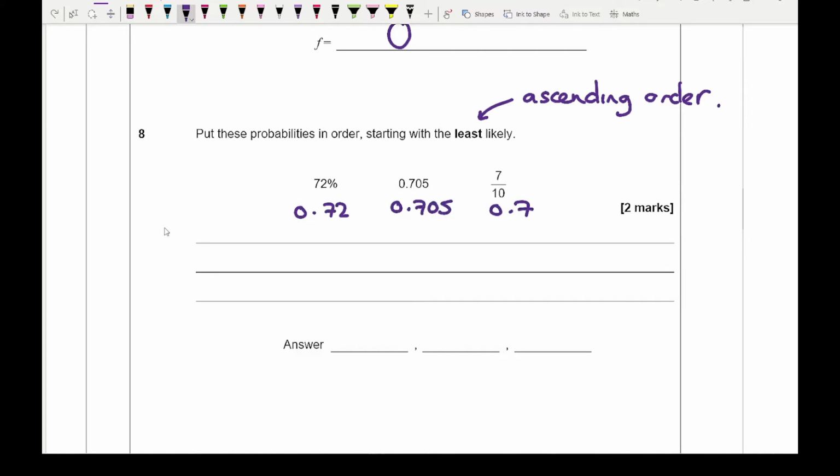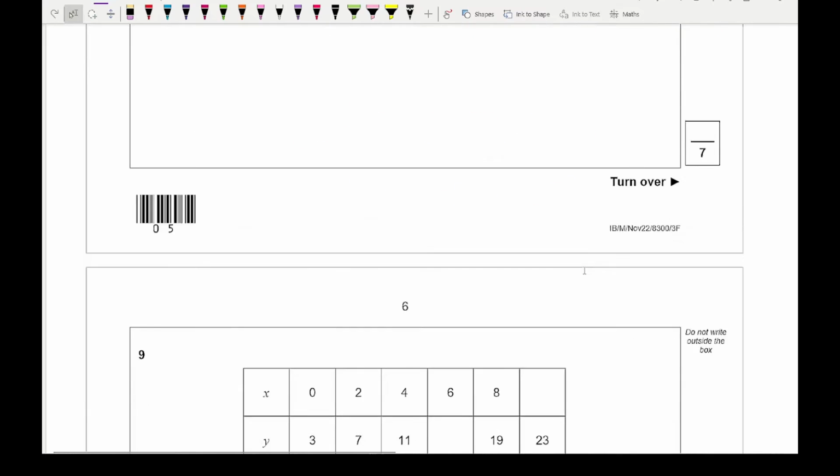Looking at the smallest, generally speaking, it's always best to write it in the format that they've written it originally. So 7/10 is the smallest, the next smallest is 0.705, and the biggest is 72%. Though it's worth 2 marks, you'll probably lose a mark if 1 is in the wrong place.